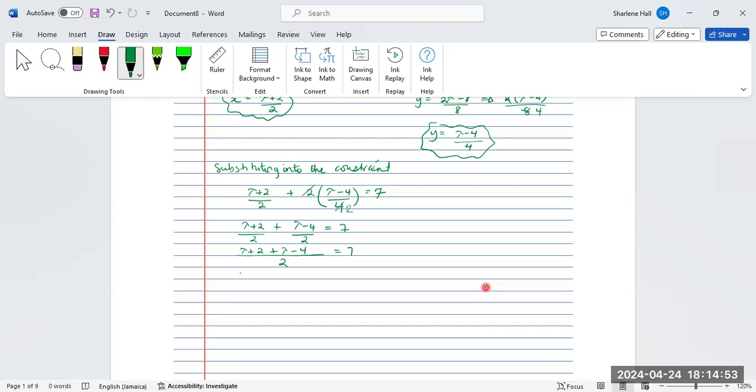Lambda plus lambda is 2 lambda. And 2 minus 4 is minus 2, over 2, equals 7. I can factor out a 2 from the numerator to be 2(lambda - 1) over 2 equals 7. Those two cancel. So what I'm going to have is lambda minus 1 equals 7. So therefore, lambda equals 7 plus 1. Lambda is equal to 8.